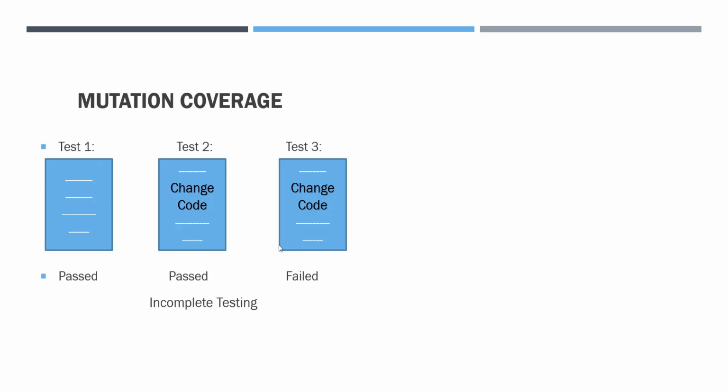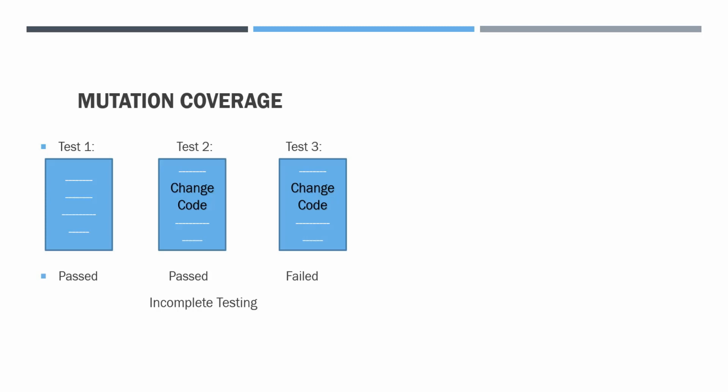Here in the mutation coverage you have to understand we have taken 3 tests: test 1, test 2 and test 3. In test 1 we have written some code and we are verifying that code. Suppose it passed. In the passed code we have to write some other code. We have to change the code and again test that particular piece of code. If the second piece of code passes, then in this case our testing is incomplete, because we have changed the code, so how is it going to pass? And in test 3 we change the code and again do testing. If the testing fails, then in this case it is complete testing.